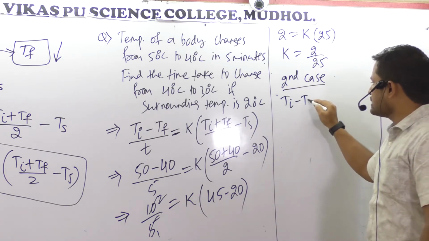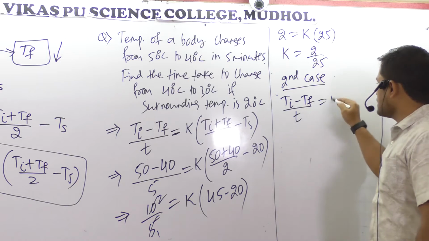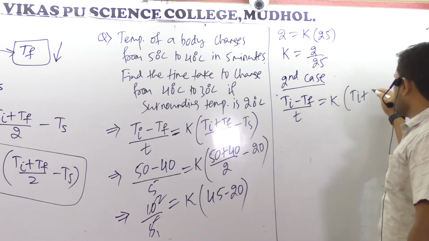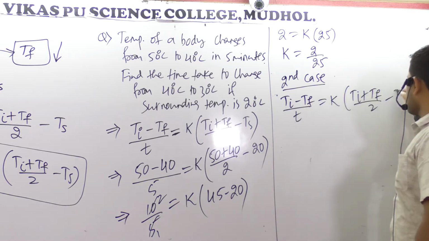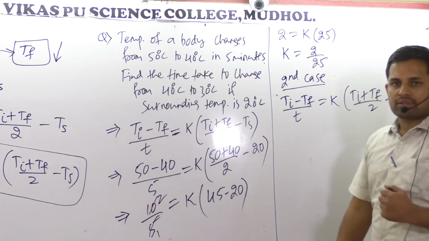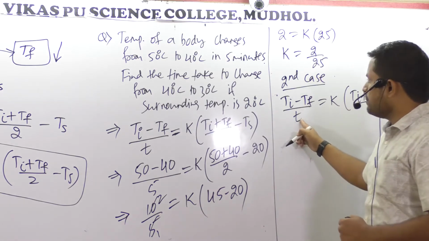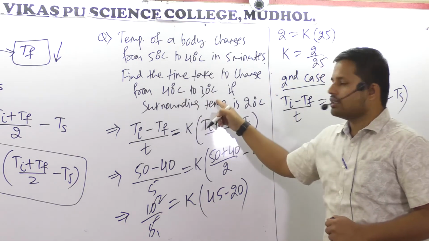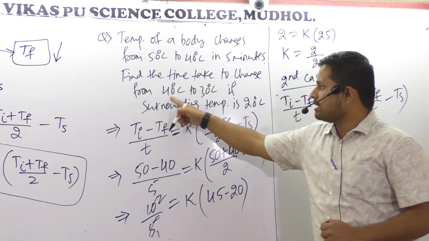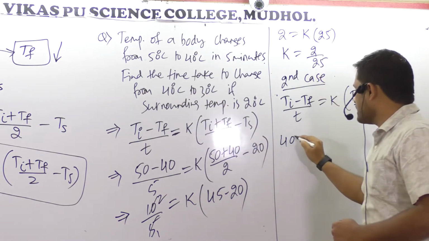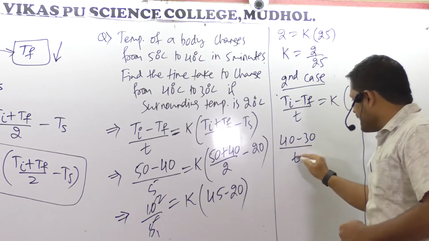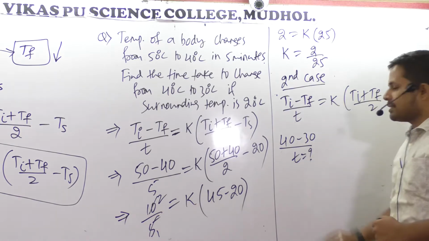Ti minus Tf divided by T is equal to K bracket, Ti plus Tf divided by 2 minus Ts. The normal things will carry forward. Okay, find the time taken. So I have to calculate this time taken to change from 40 to 30. Initial temperature was 40, now it has become 30. So that is like 40 minus 30 divided by time. This is what I am supposed to calculate here.